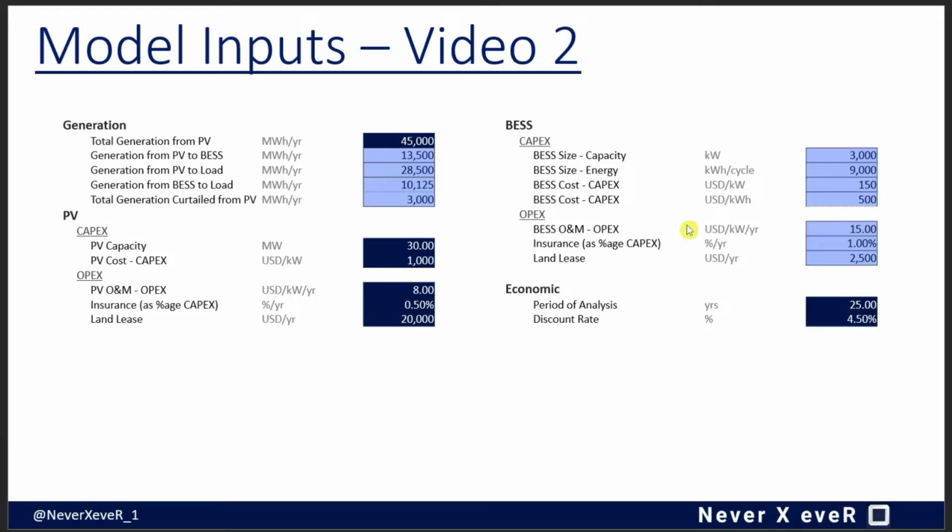We're going to have an opex to operate the batteries, which is $15 per kilowatt per year. We're also going to have the insurance as a percentage of the capex of the battery system, and we're going to have a land lease as well. And last, we have the economic inputs, which have not changed at all.